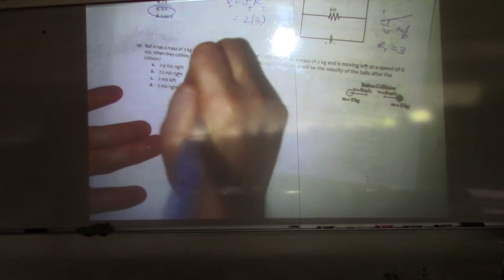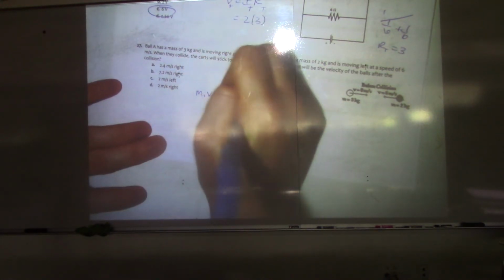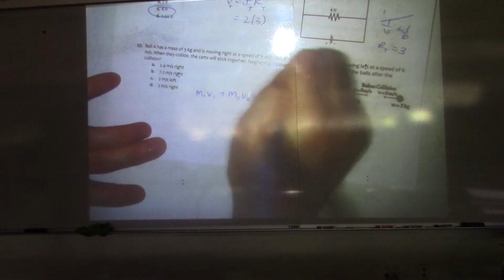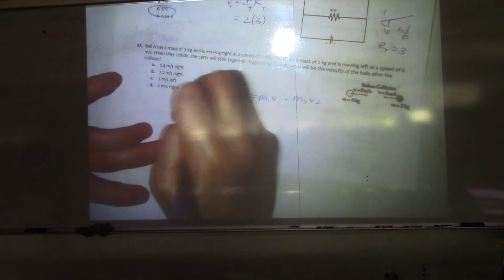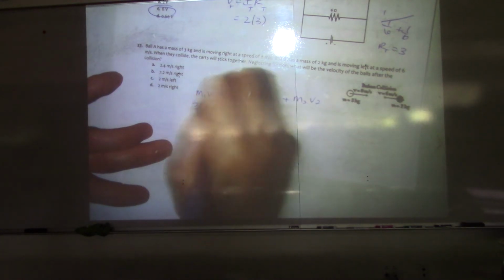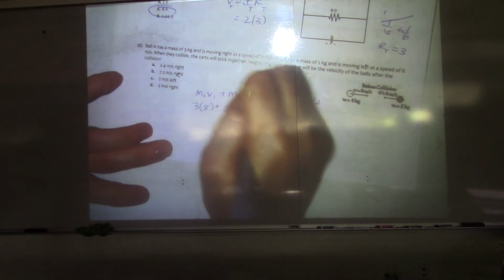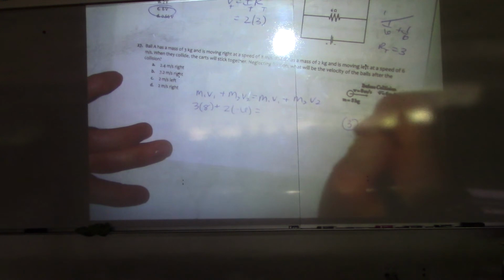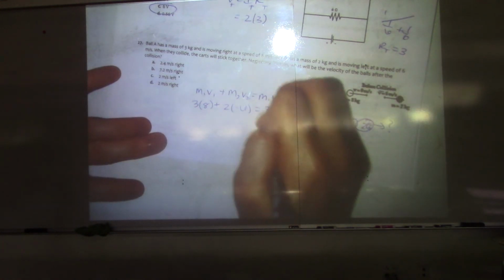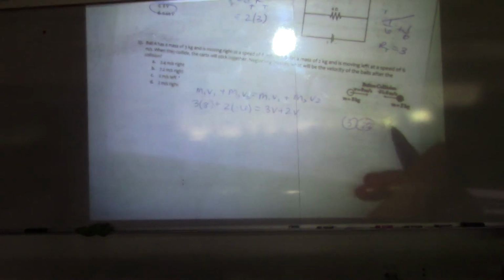Here, this is momentum, so we're talking about a collision, so I've got my M1V1 plus M2V2 equals M1V1 plus M2V2. Before picture's already there, so 3 times 8 plus 2 times, now careful, direction matters, this is going to the left, you better put a negative sign, equals, and then your after picture is that they stick together, so that would be 3V plus 2V. I don't know what the V is, that's what I'm looking for.